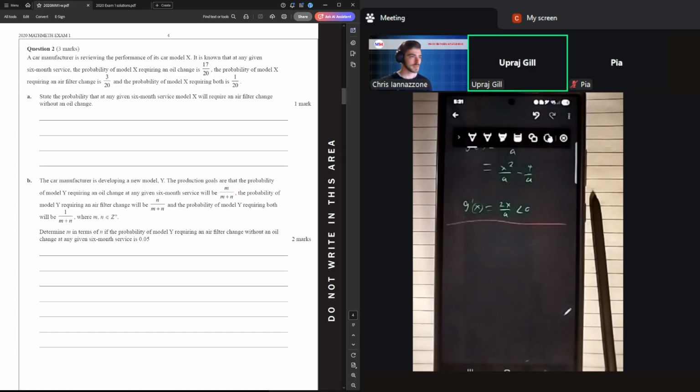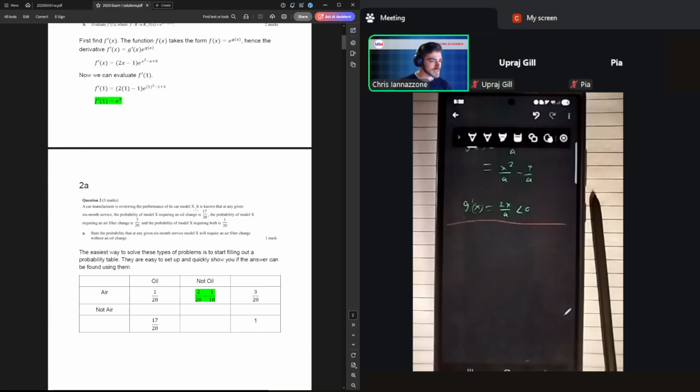Is it 1 on 10? 1 on 10. Let's find out. Let me double check. 1 on 10. Sure is. Yeah. How'd you go about getting 1 on 10? I just sort of thought of it as a Venn diagram. Yeah, Venn diagram. Yep, that'll do it.